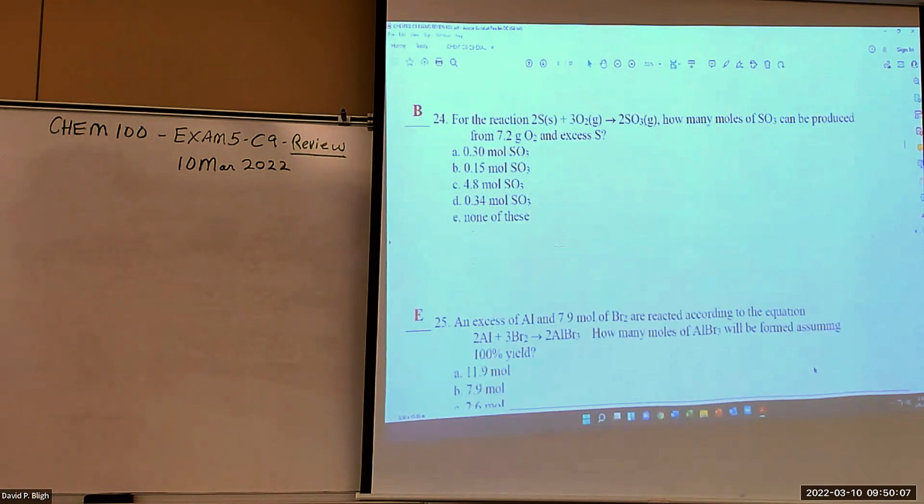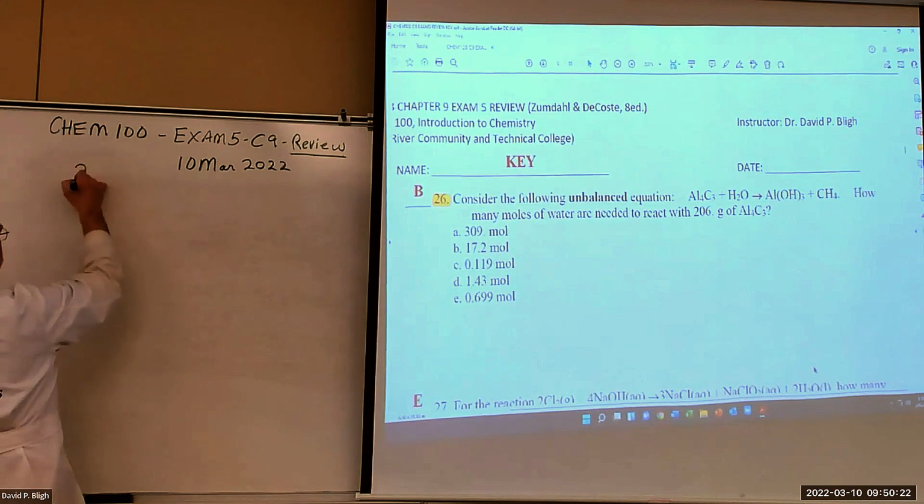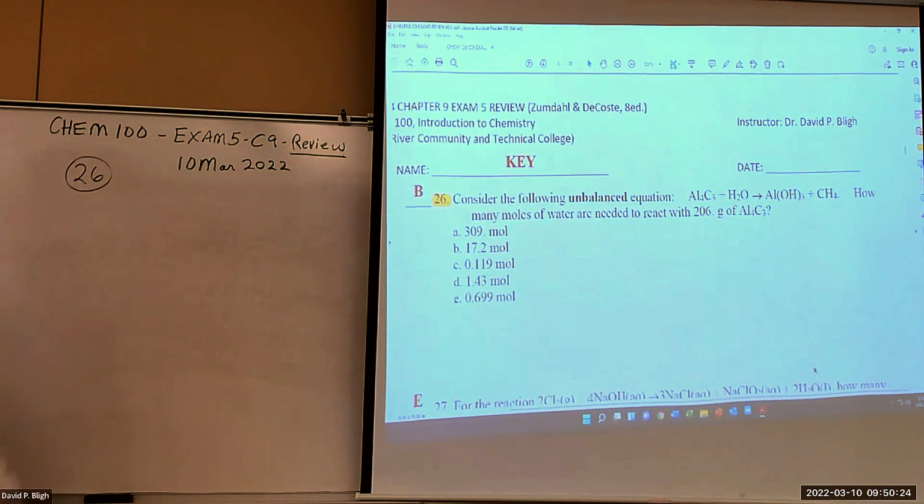All right. Let's see how we're coming along here, not quite an hour yet. I think we're good. 26. Following an unbalanced equation, how many moles of water are needed to react with 206 grams of aluminum carbide?